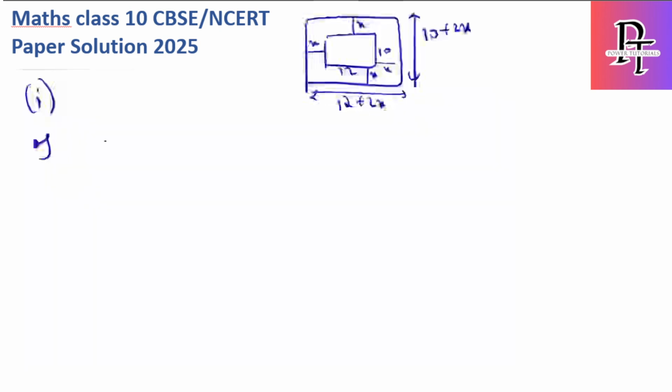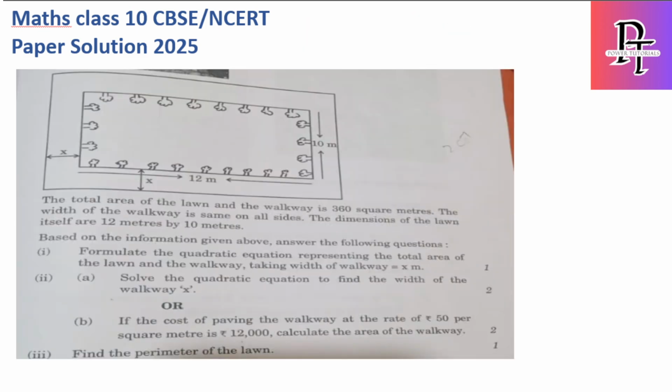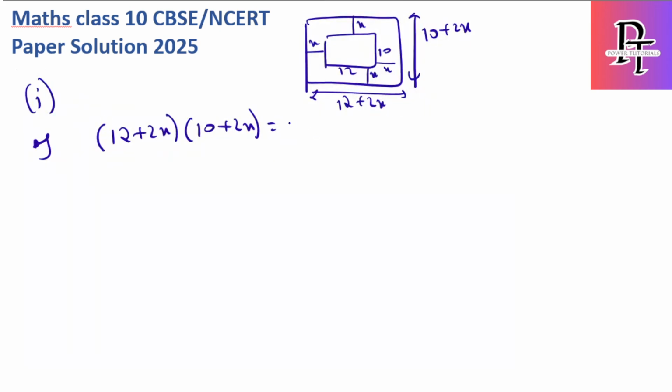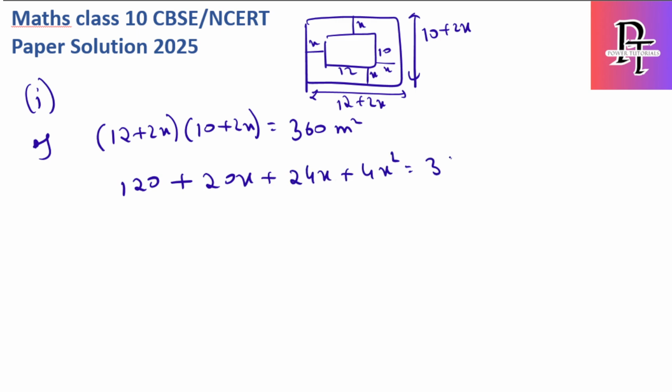The total area of the lawn and walkway is length into breadth, the area of the rectangle. So length 12 plus 2x into 10 plus 2x is equal to the area they have provided, 360 square meters. So let's multiply these two. We get 120 plus 20x plus 24x plus 4x square is equal to 360.